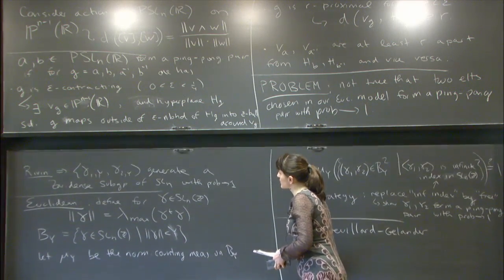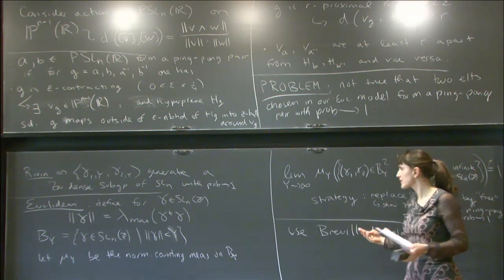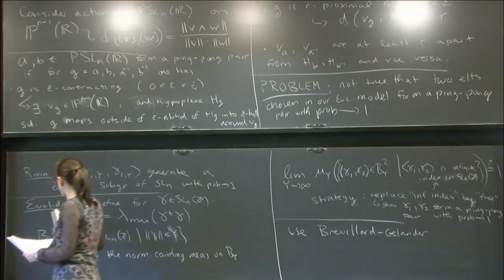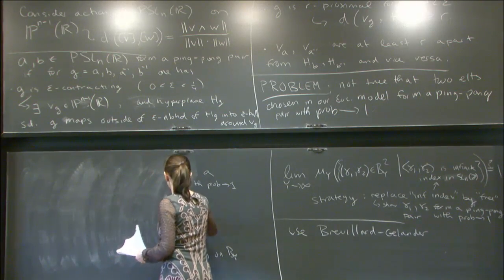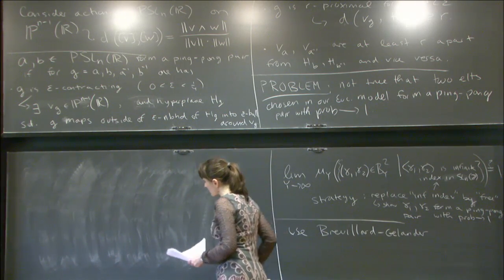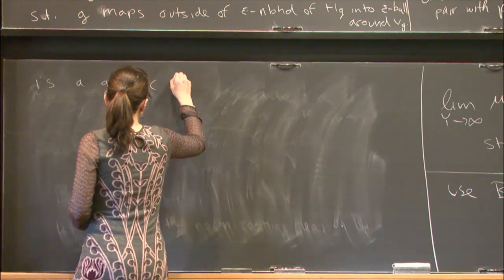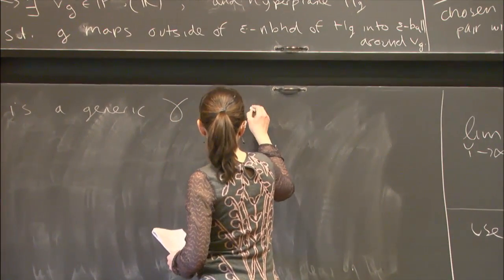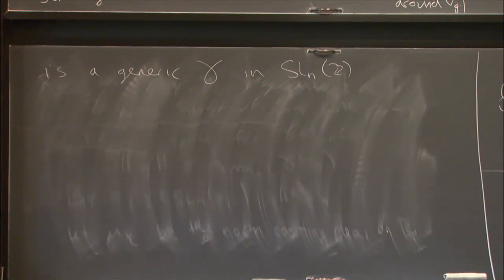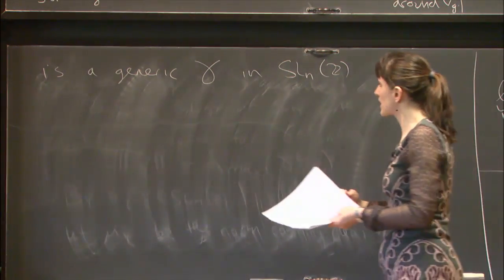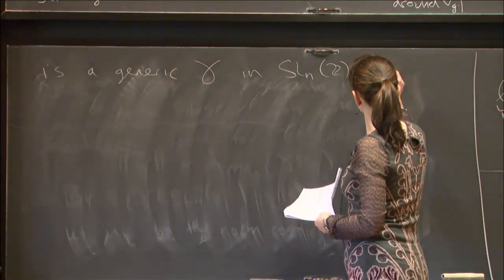Right, so the first thing we're going to do in order to check whether generically this gamma 1 and gamma 2 are going to form a ping-pong pair is check whether generically an element chosen at random out of this ball of radius y is going to be epsilon contracting or not. So is a generic gamma in SL_n(Z), by which I mean in this language, you choose gamma uniformly at random out of this ball of radius y and then let y grow, see if the probability that this is epsilon contracting goes to 1 or not.